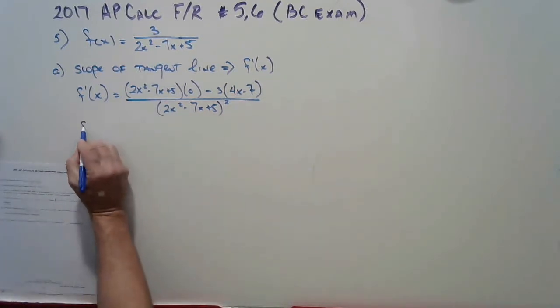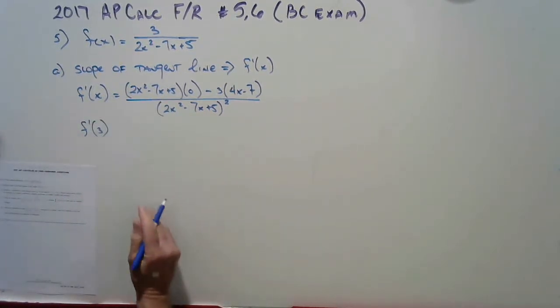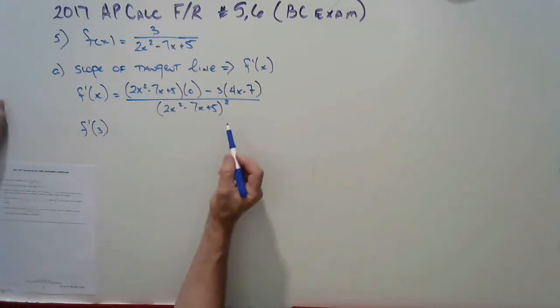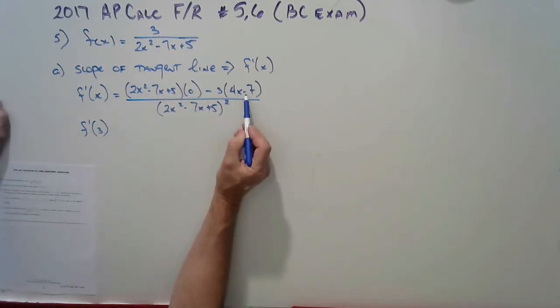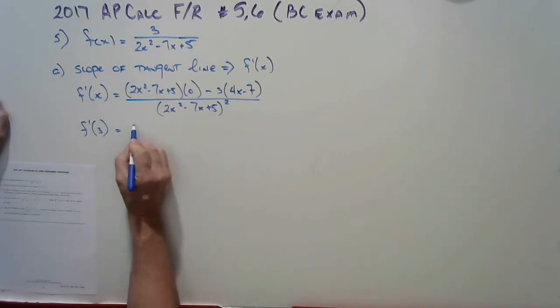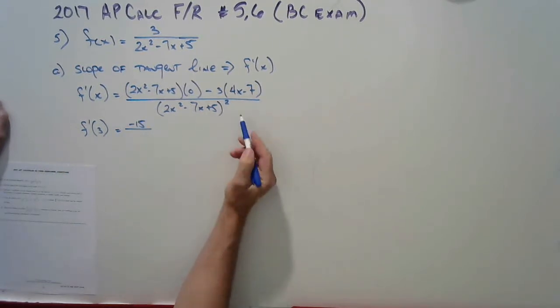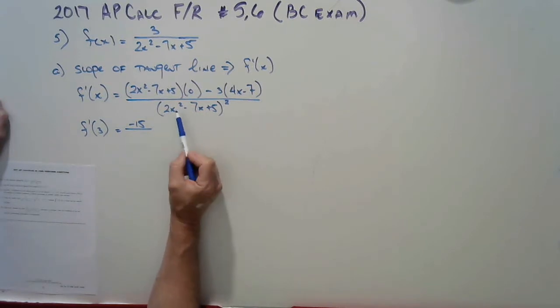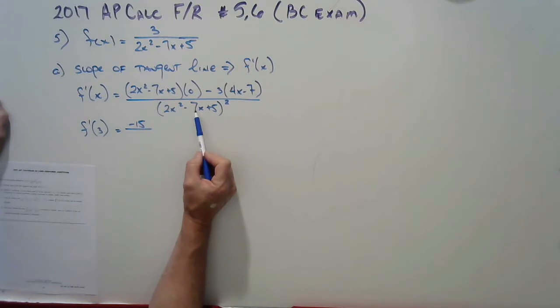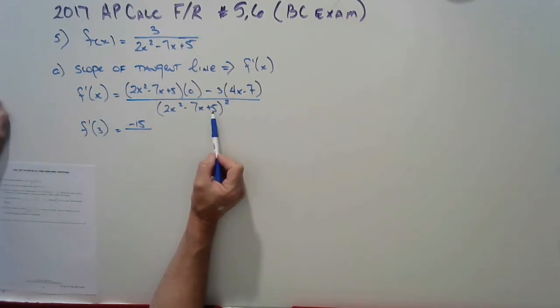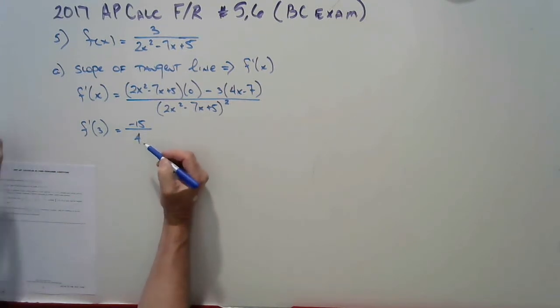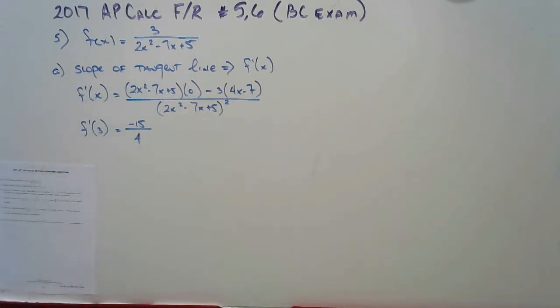So they want us to find f prime of 3. Now, what do we get when we plug 3 in here? This is going to be 12 minus 7, which is 5. So that's negative 15. And then on the bottom, we get 3, so that's 18. 18 minus 21 is negative 3, plus 5 is 2, squared is 4. So I came up with negative 15 over 4.